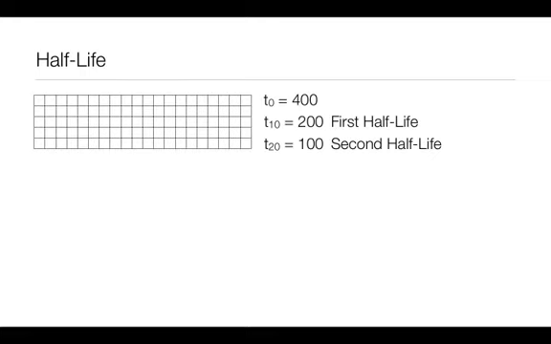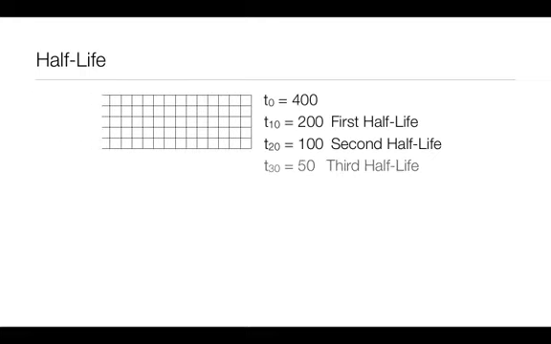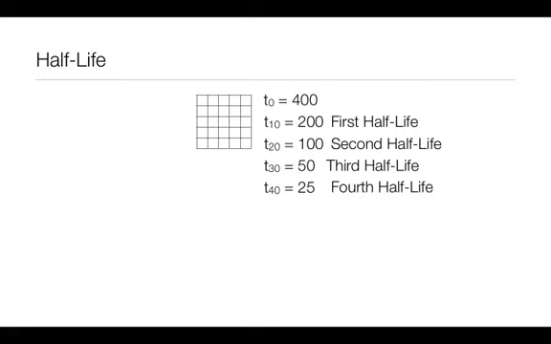So in our third half-life, after a total of 30 minutes, we're only going to have 50 particles. And in our fourth half-life, we're going to have a total of 25. So in each time increment of 10 minutes, we have lost half of the material that we started with.